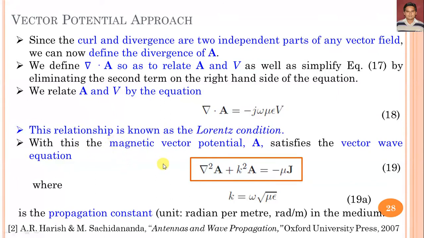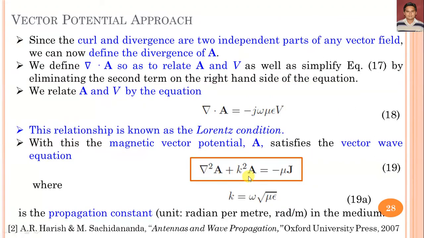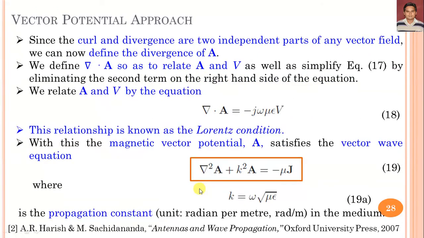With this, the magnetic vector potential A satisfies the wave equation. So del square A plus k square A is equal to minus mu J, and this is the Lorentz equation, and this value we are getting equal to 0. So we can say del square A plus k square A equal to minus mu J. This is the vector wave equation where k is equal to omega root mu epsilon. From equation 17 you can see the value of k, and k is known as the propagation constant, and we measure it in radians per meter in the medium.